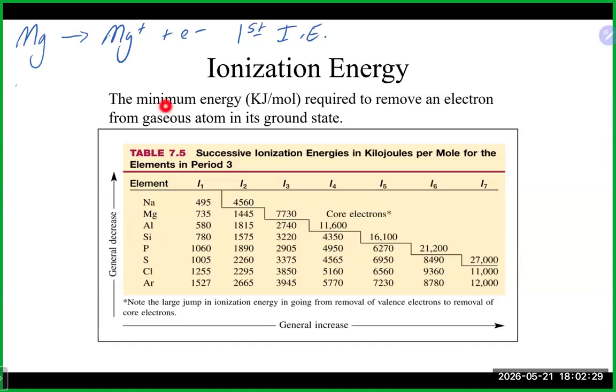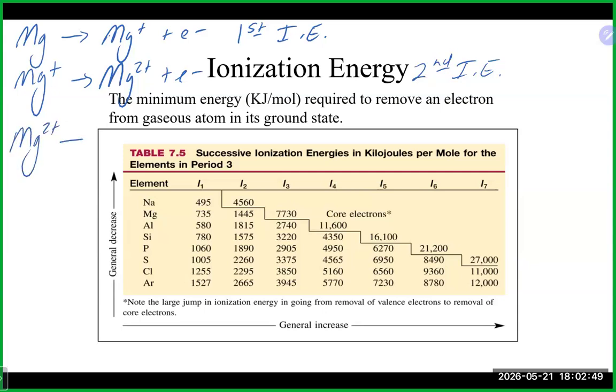The next thing that would happen is magnesium that's already lost an electron and is positively charged would then dump off another electron. And the energy required to do that would be known as the second ionization energy, the energy required to remove the second one. And we just continue on in this fashion. Magnesium would then dump off 1 more electron, perhaps, and that would be our third ionization energy.